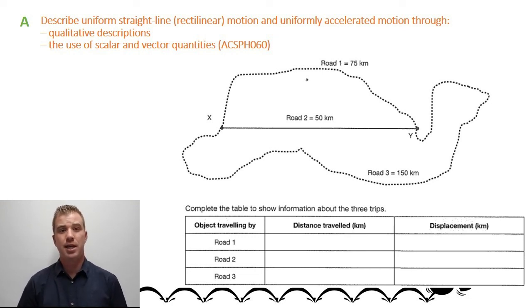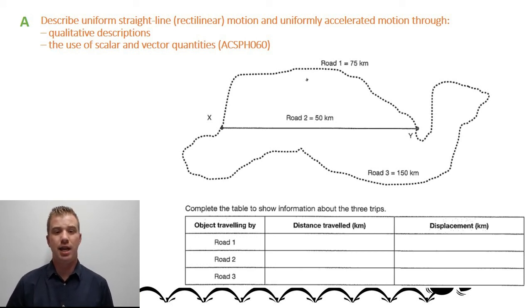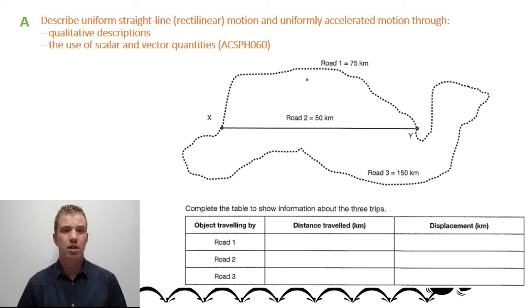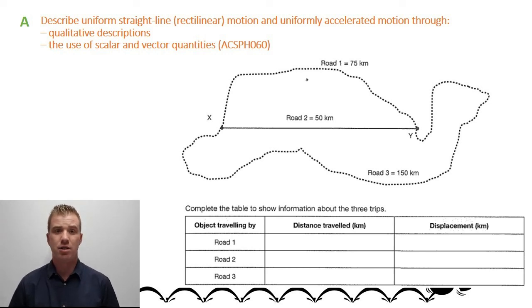Now, displacement is very different. Displacement is drawing a straight line from its starting and finishing position and giving a direction. So displacement would be 50 kilometers east for road 1, 50 kilometers east for road 2, and 50 kilometers east for road 3, which is exactly the same answer for each of those. Now, that's a straight line from its starting position to its finishing position.